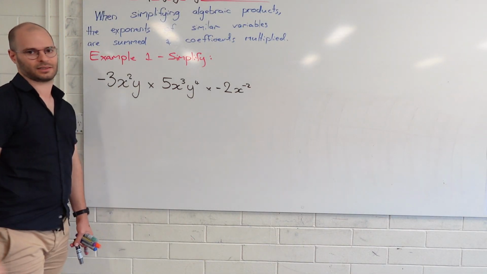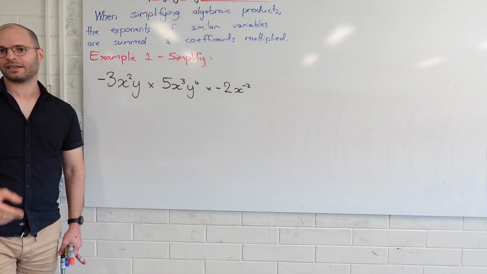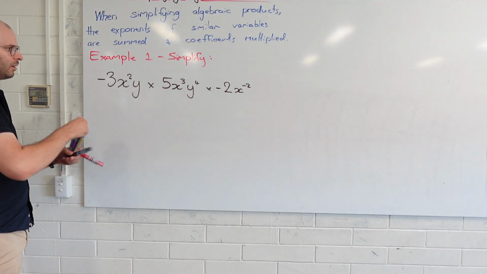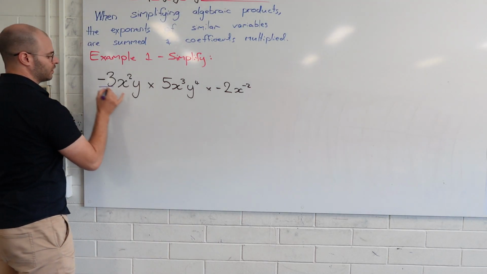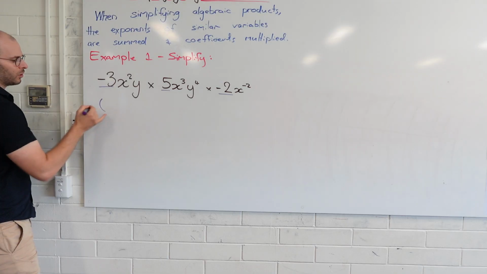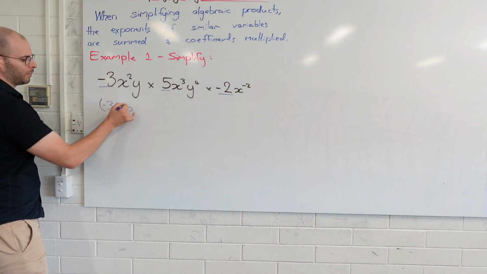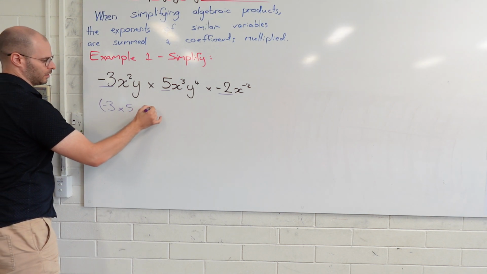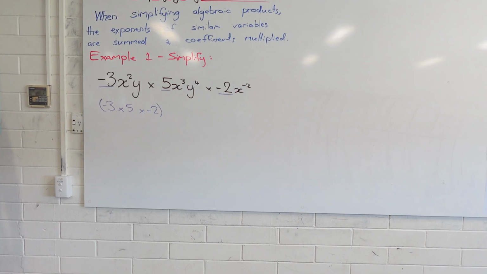Alright, to do this, what we need to first do is multiply our coefficients. This can be done by simply grabbing all of our coefficients and moving them out to the front. So the minus 3, the 5, and the minus 2. Much like when we were collecting like terms, we simply grab the coefficients and move them out the front. Close the bracket.